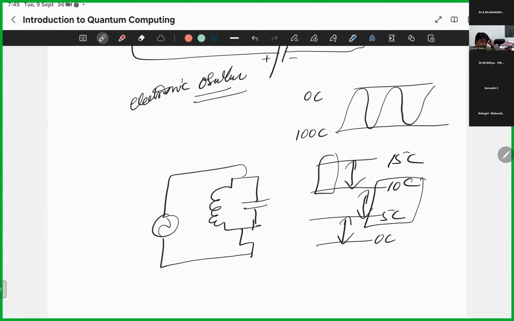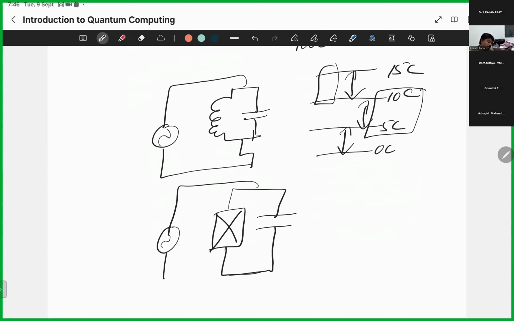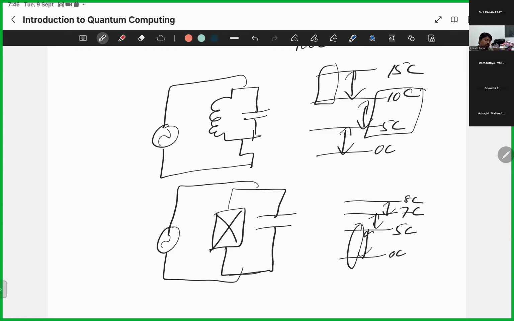Equal separation. For that, what people thought, they replaced the inductor with a Josephson junction, and then use the same oscillatory field. And if you do this, what happens? The separation becomes 0, 5. The next one is 7. The next one is 8. And so on. This becomes unequally spaced. This way, I can realize a qubit out of it.